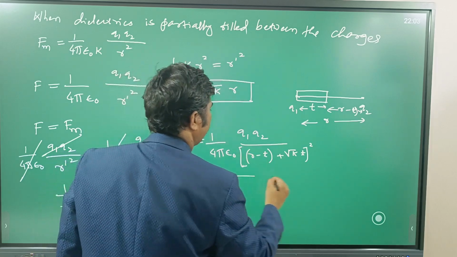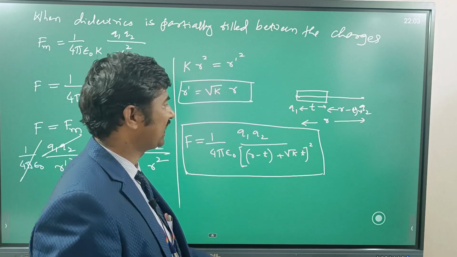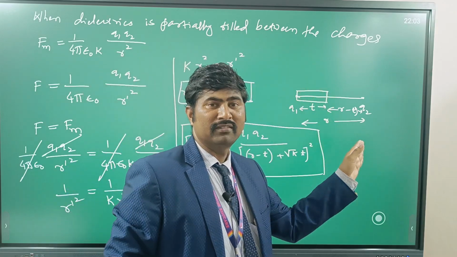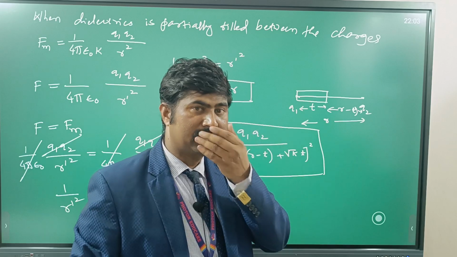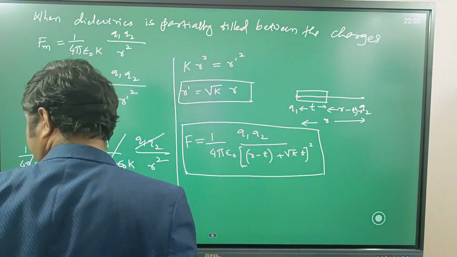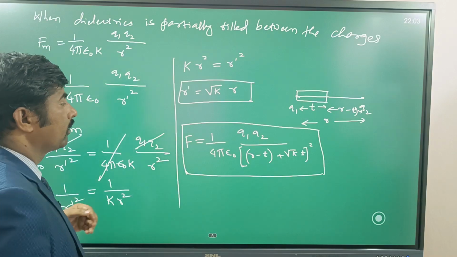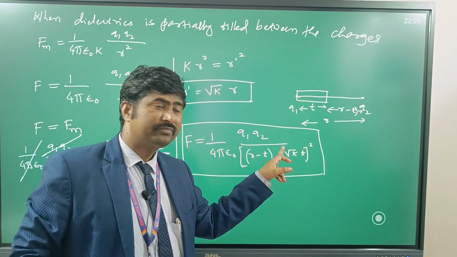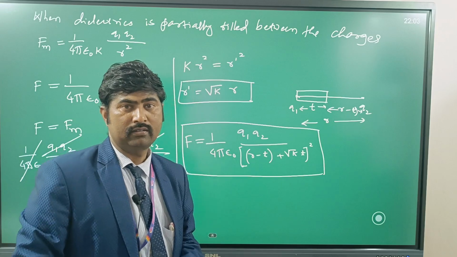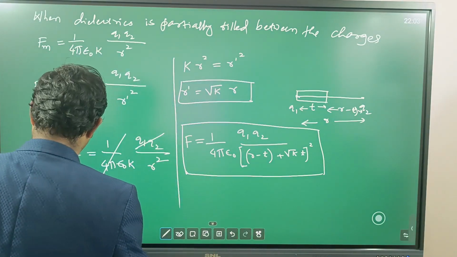This is a special case when you are placing the dielectric partially filled. Partially filled means, I will take one example so that you can understand this. You remember the formula, F is equal to 1 by 4 pi epsilon naught Q1 Q2 into R minus T plus square root of K into T, square. Clear? So now let us go for one example.